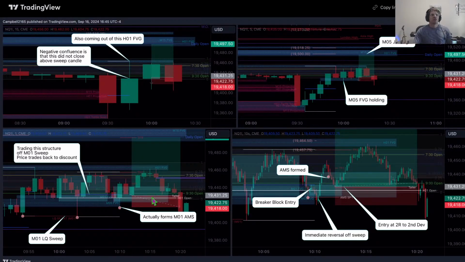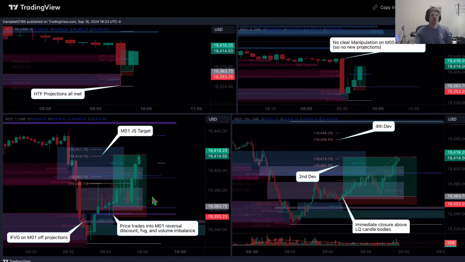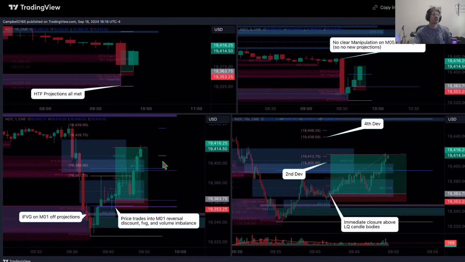All right, without going through too many of these, I think we get the idea. Just patience, wait for the high time frame, right? Notice here, this is a nice reversal trade where high time frame projections have been met, M15, H1. You know, you're trading out of these high time frames and you get this reversal pattern on the M1. It comes back in, it holds that fair value gap.